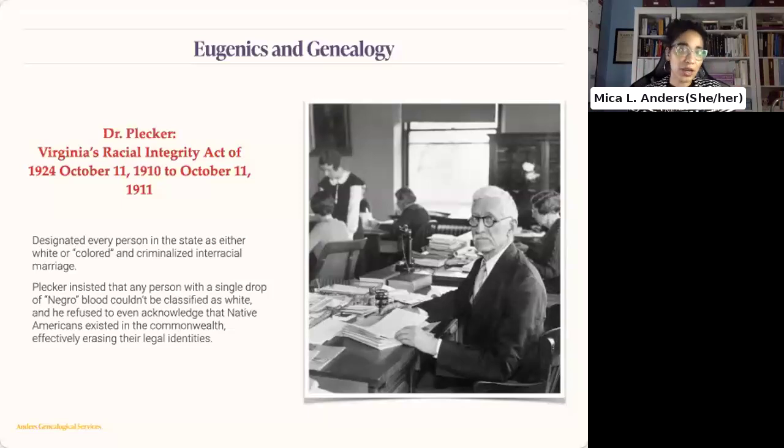So when we join organizations, when we really get deep into this field, it's important to understand that part of why the field of genealogy exists as it exists today, and part of why certain records are more accessible than others, is specifically because part of the original missions were really about whiteness and white purity.